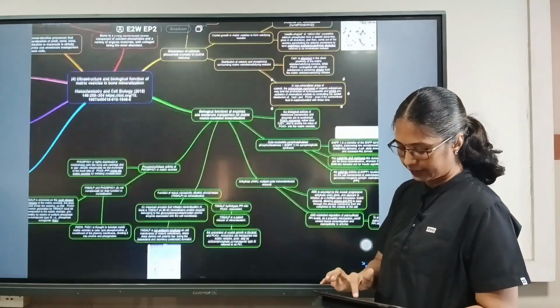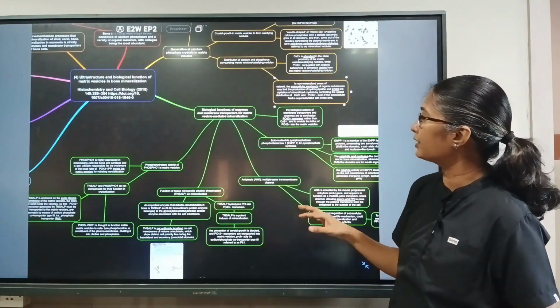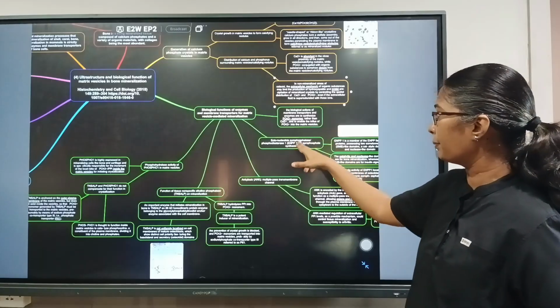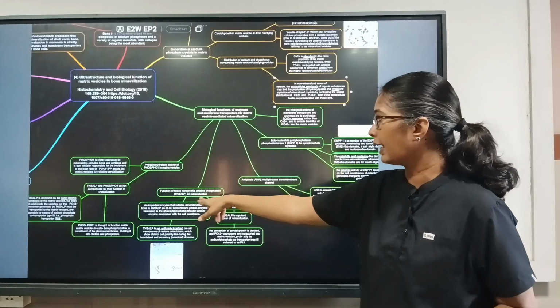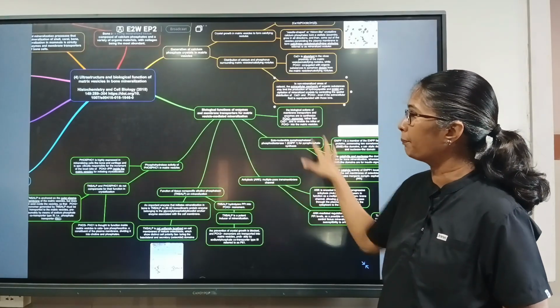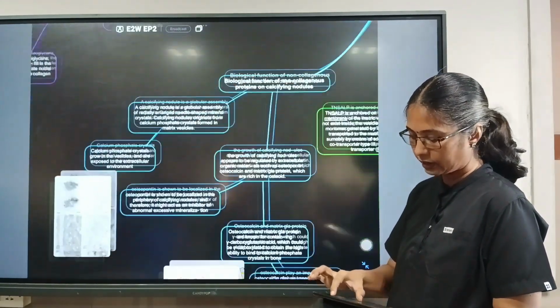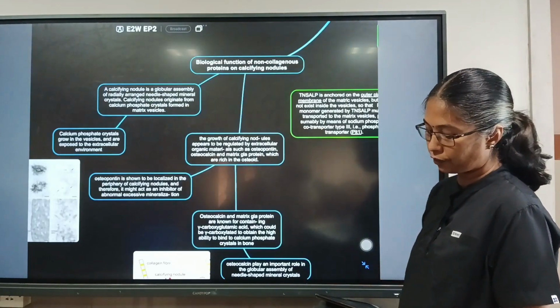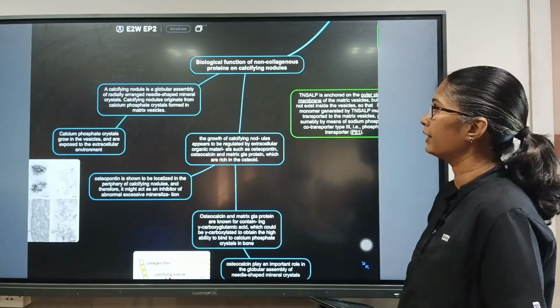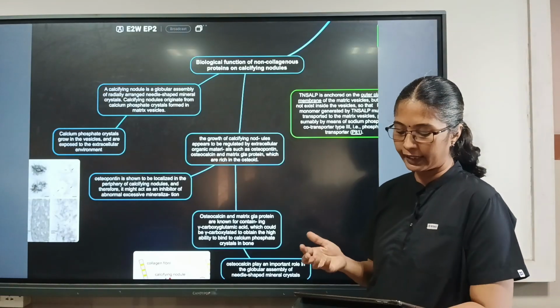So when we see the biological enzymes and transporters, we have ENPP1, ankylosis, alkaline phosphatase, and PHOSPHO1 playing an important role in matrix vesicle mineralization. And what is the biological function of non-collagenous proteins in the calcifying nodules? We know what a calcifying nodule is.